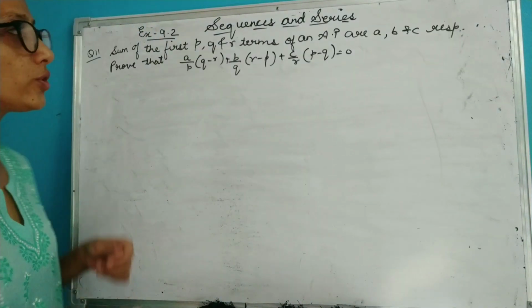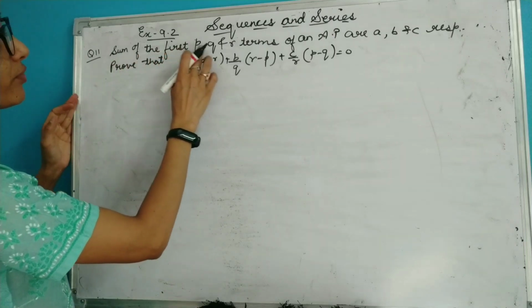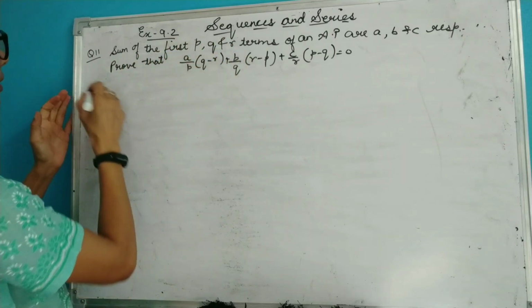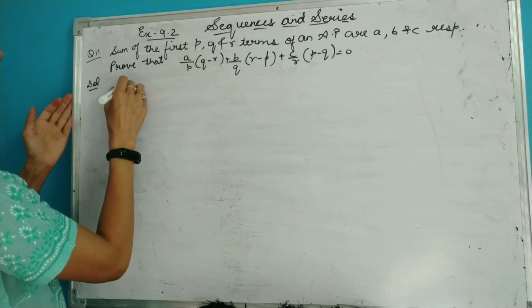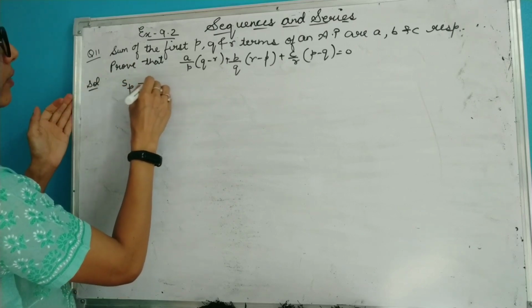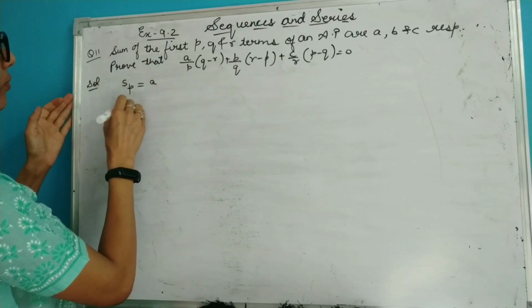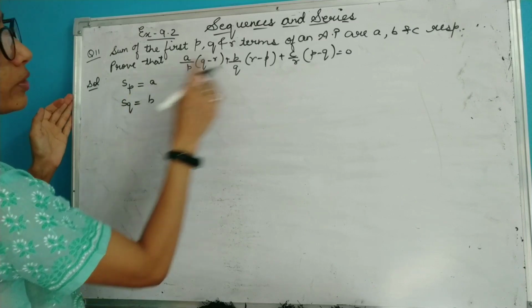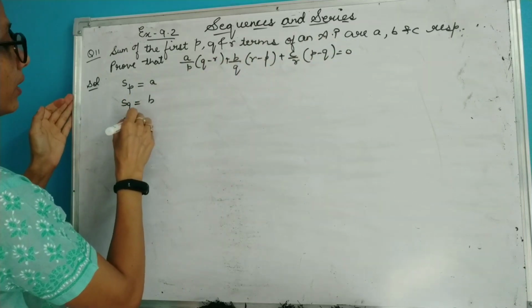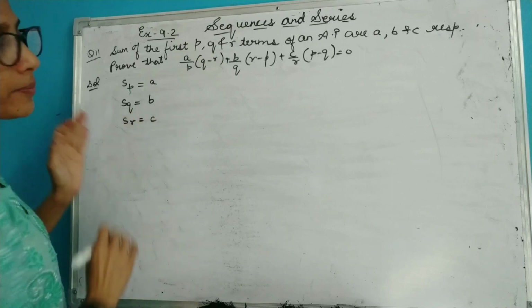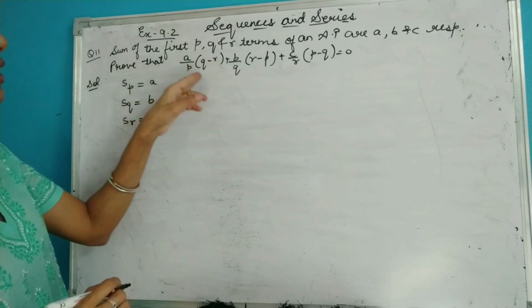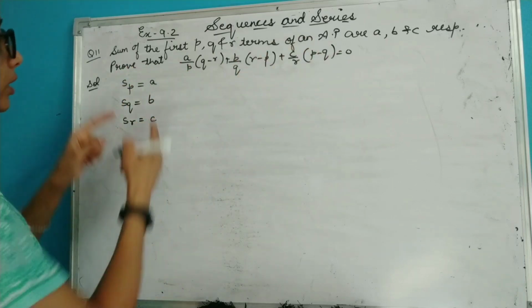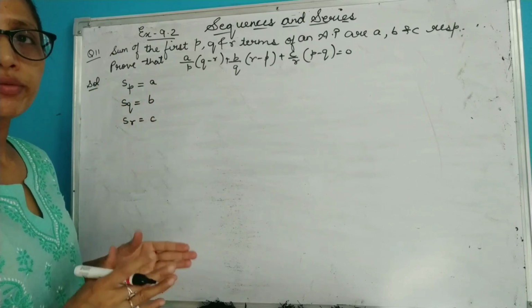See this question, children. It is given the sum of the pth, qth and rth terms. That means the sum of the pth term is given to you as A, the sum of the qth term is given as B, and the sum of the rth term is given as C. You need to prove that this is equal to 0. Now whatever is given to you, you have to start with that.